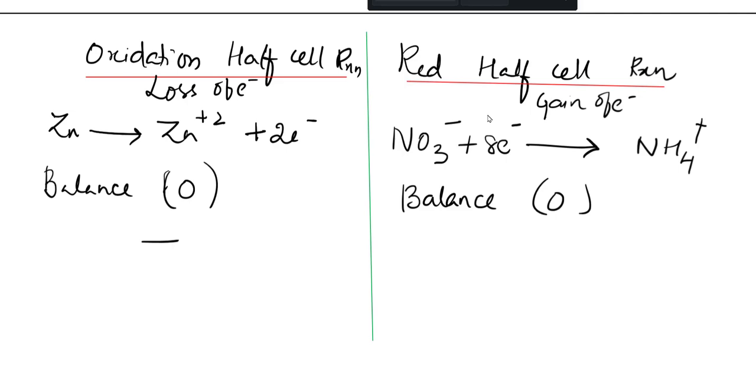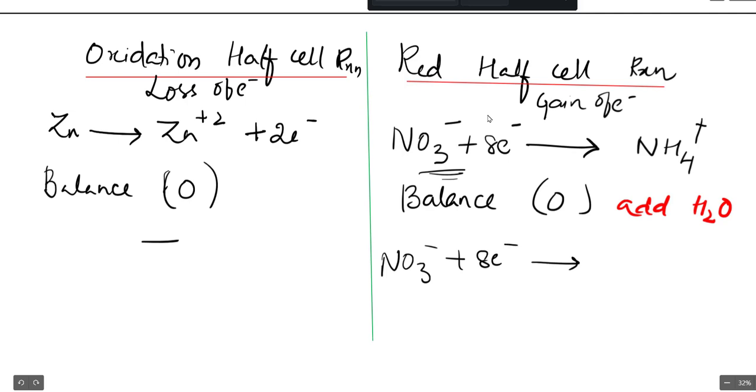So what did I say? To balance oxygens you will require to add water. Correct? How many water? On which side should I add water? I need to add water on the RHS. Why? Because already oxygen are 3. How many waters should I add? I have to add 3 waters on RHS. It is right. NO3 minus plus 8 electrons gives NH4 plus plus 3 water molecules, H2O. This is fine.